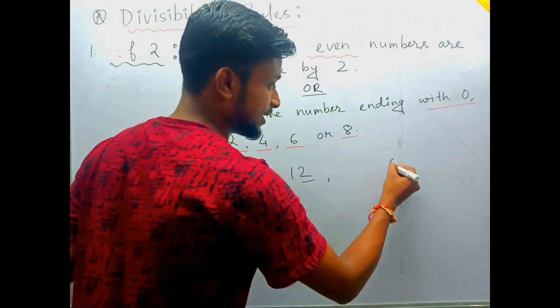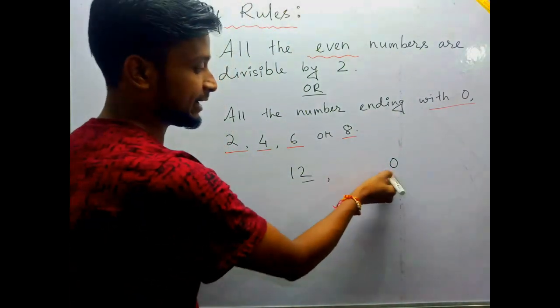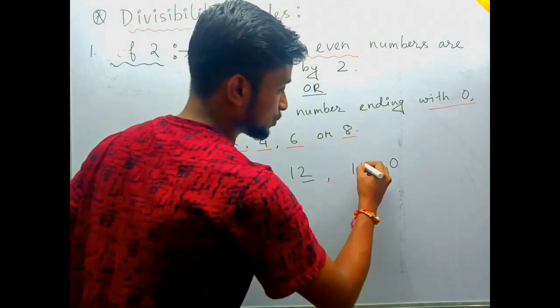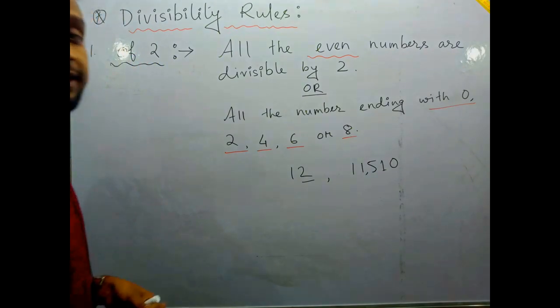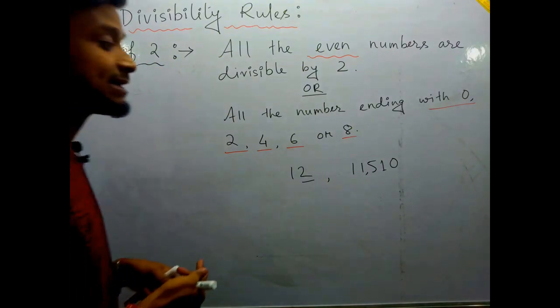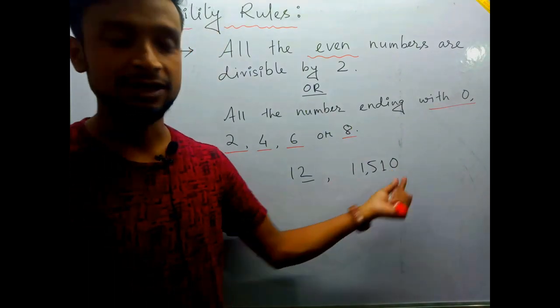If there is 0, then no matter what is there in the rest of the places. Like suppose 11510 will be divisible by 2 as it is an even number.